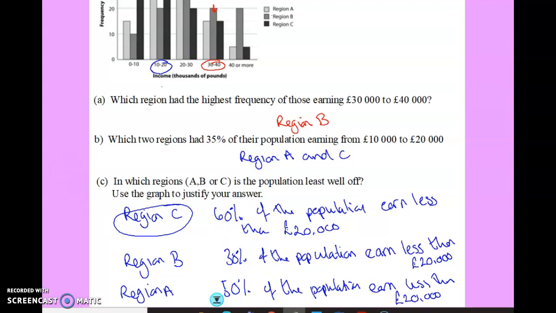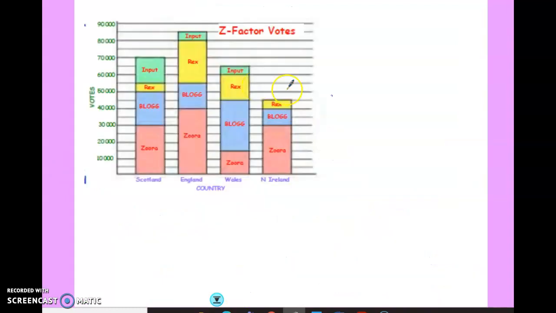Okay, different kind of bar graph then is a stacked bar graph. It's still a comparison bar graph, it's still comparing different things. Instead of it being side by side, it's one on top of the other. So this one is looking at the number of Z factor votes, and instead of a key, this one's written the different parts into it.